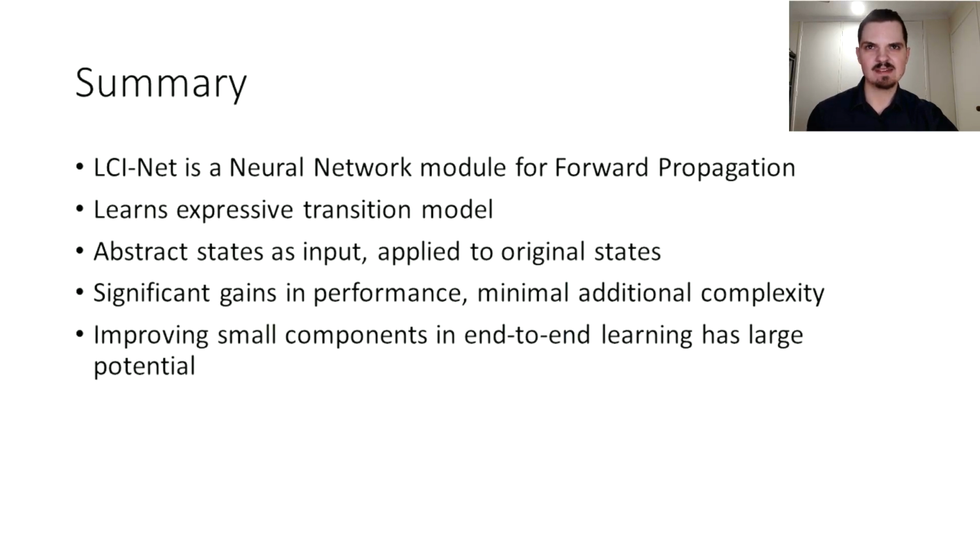In summary, LCI-Net is a neural network module that can be used for forward propagation in architectures for deep learning for planning. It efficiently learns an expressive transition model which uses abstract states as input while being applied to original states. It enables significant gains in planning performance and generalization with minimal additional computational complexity. This work suggests that improvements in the structure of small components which have been used repeatedly in end-to-end learning architectures have the potential to create significant gains in performance.